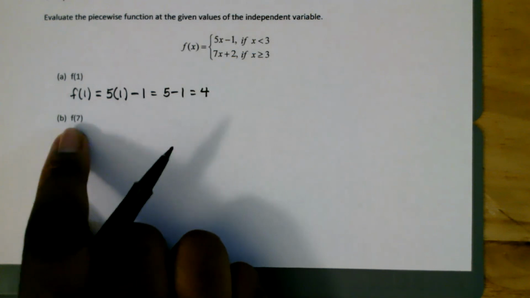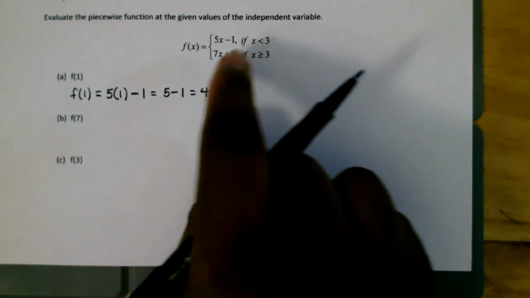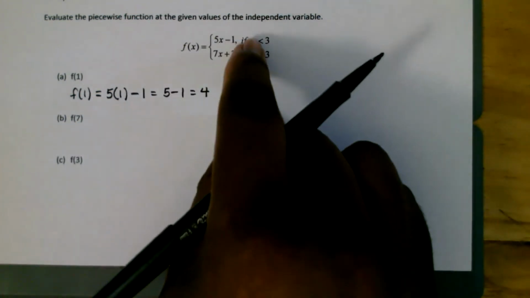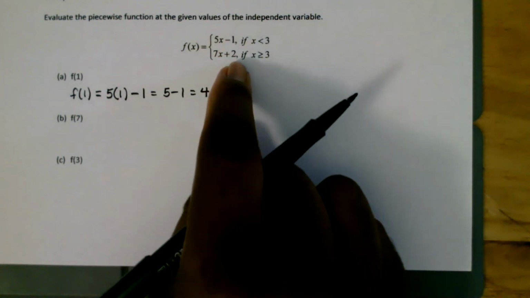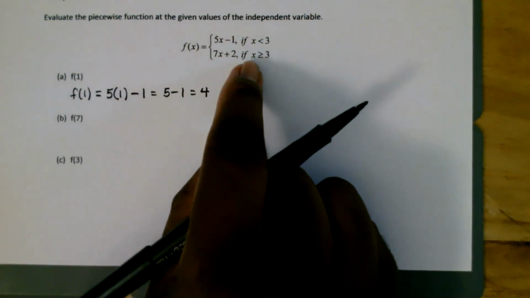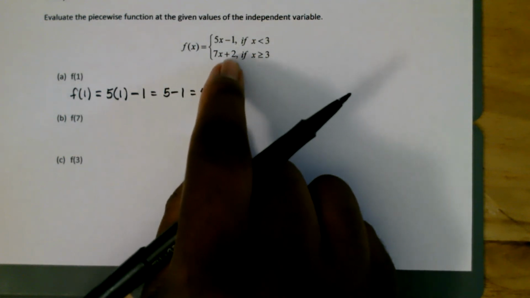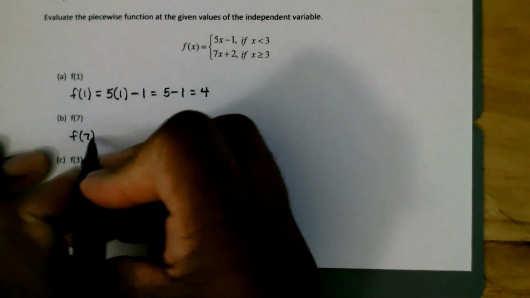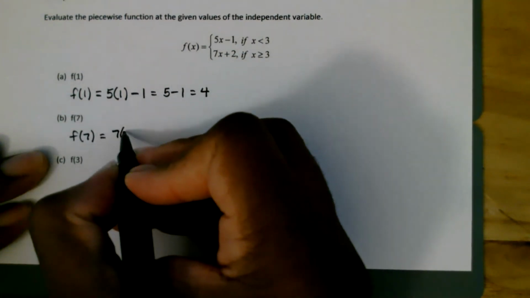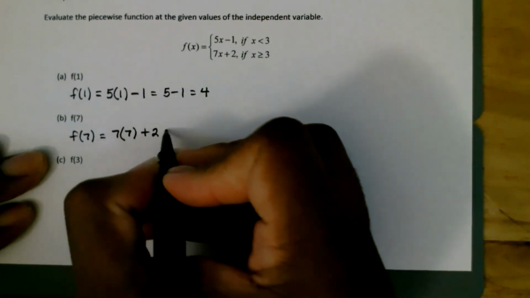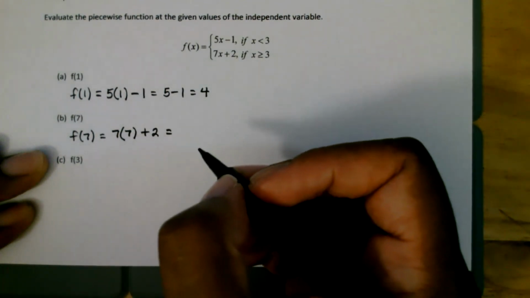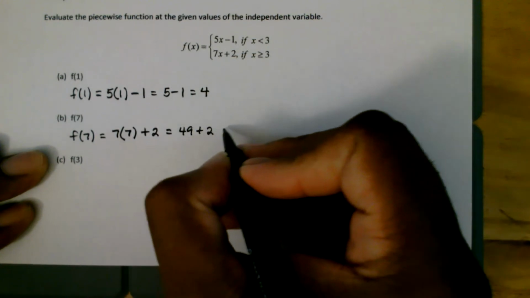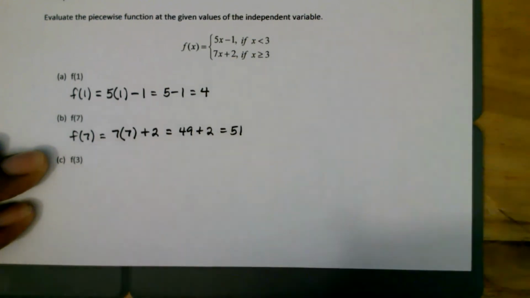Now for B, f of 7. We're going to evaluate this piecewise function when x is equal to 7. Here x equals 7 tells us which equation we need to use, either the top or the bottom. In this case, since 7 is greater than 3, we need to use the bottom equation, 7x plus 2. So f of 7 is going to be 7 times x, which is 7, plus 2. Then 7 times 7 is 49, and 49 plus 2 is 51.